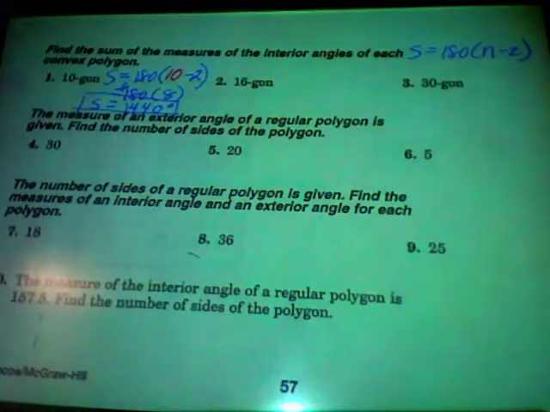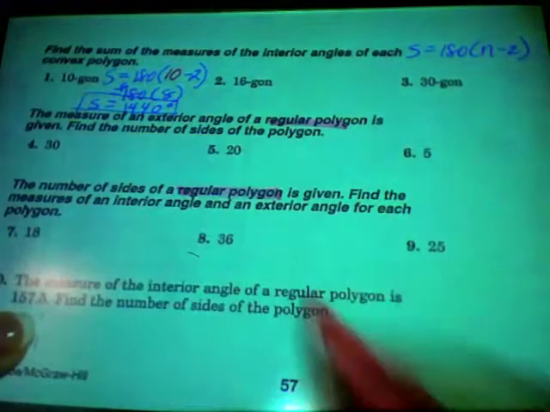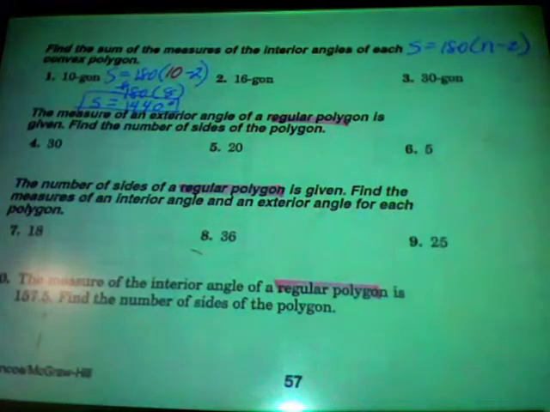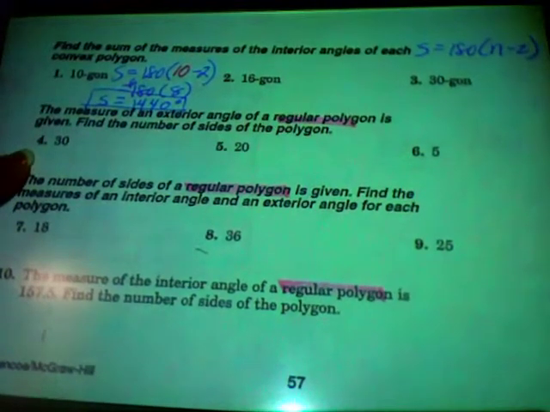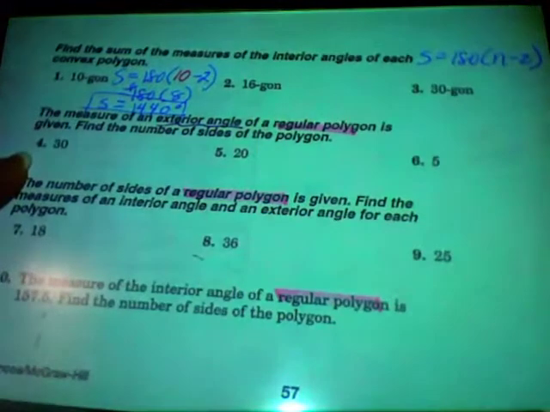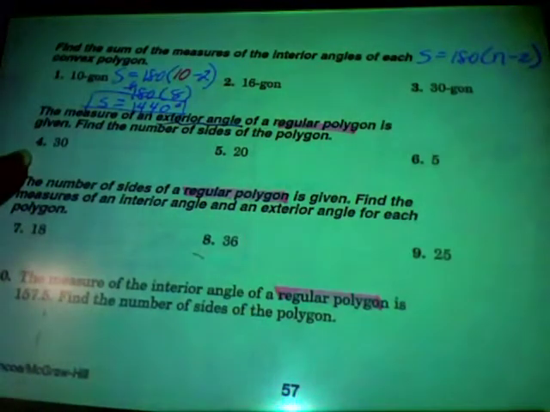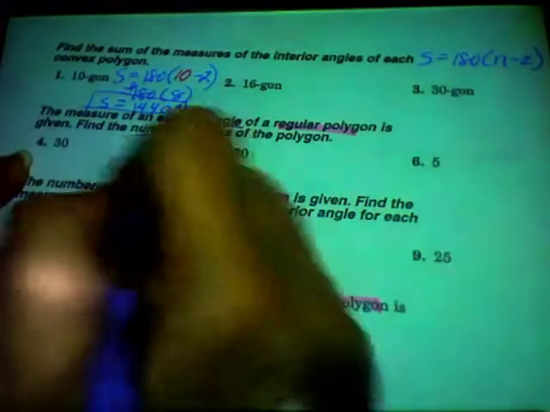Then you'll see that the rest of these keep using the word regular. Regular polygon, regular polygon, regular polygon. Because in a regular polygon, all the angles are equal. So look at number 4. Find the measure of an exterior angle. So I need an exterior angle. Oh, I'm sorry, they gave me the measure of the exterior angle. Find the number of sides. So I want the number of sides.